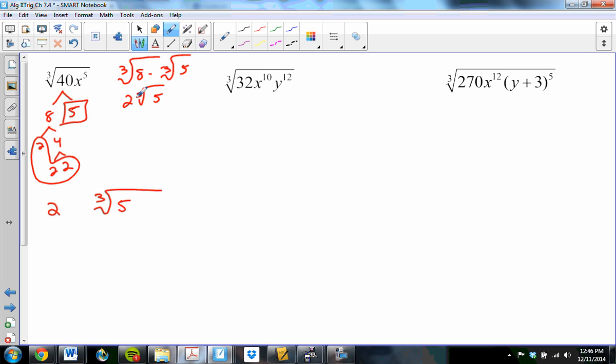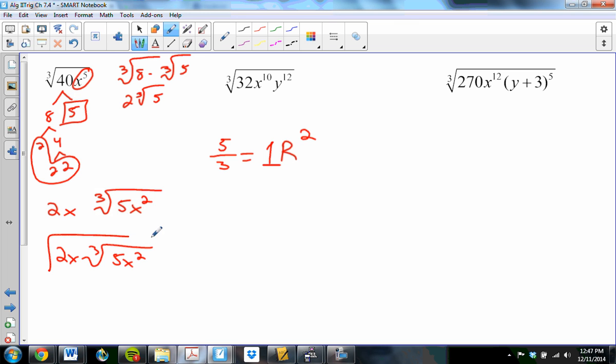Now we're going to play with these x's. If I do 5 divided by 3, 5 divided by 3 is 1, remainder 2. I don't know why I wrote that 2 like a square, but I did. It's 1, remainder 2. So 1x comes out, 2x's stay behind. It's 2x times the third root of 5x squared. That might not actually look any simpler than the original expression, but trust me, it is.